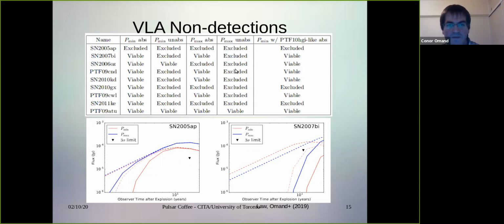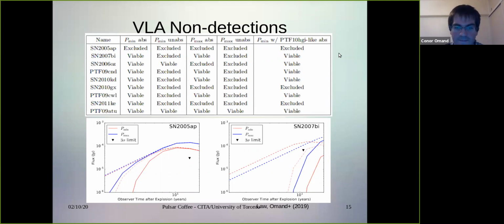And so you can see here that most of the unabsorbed models are completely excluded, except for a couple. Pmax models have been excluded for 4 of them. So we were able to actually constrain the pulsar in these studies. And if we assume that all of them had PTF10HDI-like absorption, so 50% ionized, we were able to exclude 3 of the 9 supernovae that we looked at. But we were only able to completely exclude 1 of them based on our observations.